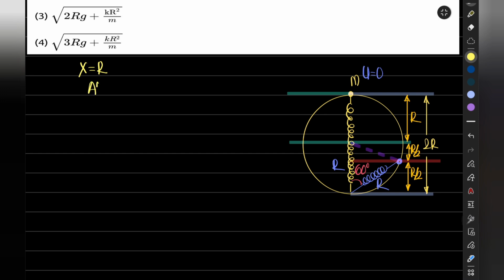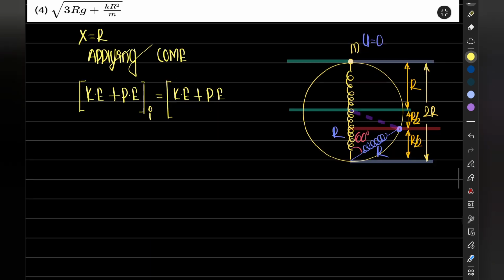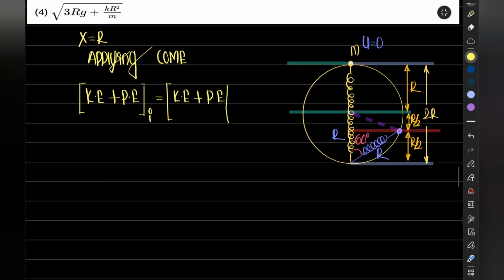So let's apply conservation of mechanical energy, that is kinetic energy plus potential energy initial is equal to kinetic energy plus potential energy final.